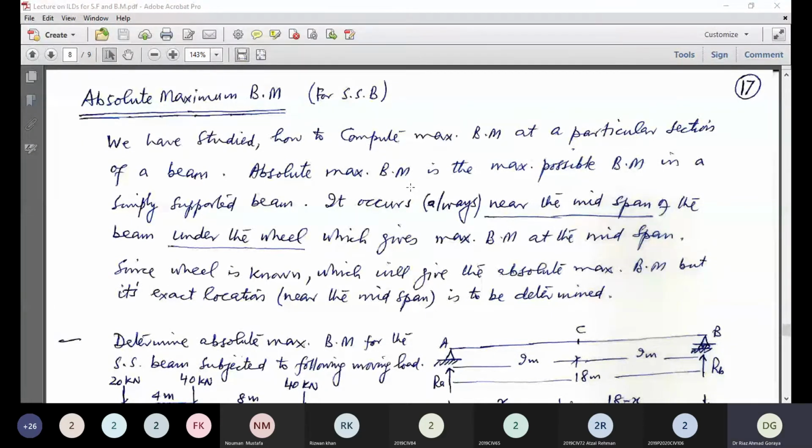Under the wheel which gives maximum bending moment at the midspan, the same wheel will give the absolute maximum bending moment. So firstly, we will determine which wheel will give the maximum bending moment at the midspan. Then that wheel will be selected. Then we will proceed to find where the absolute maximum bending moment occurs near the midspan. Since the wheel is known, but its exact location near the midspan is to be determined. Is it clear to you what is the difference between maximum bending moment at a section and absolute maximum bending moment?